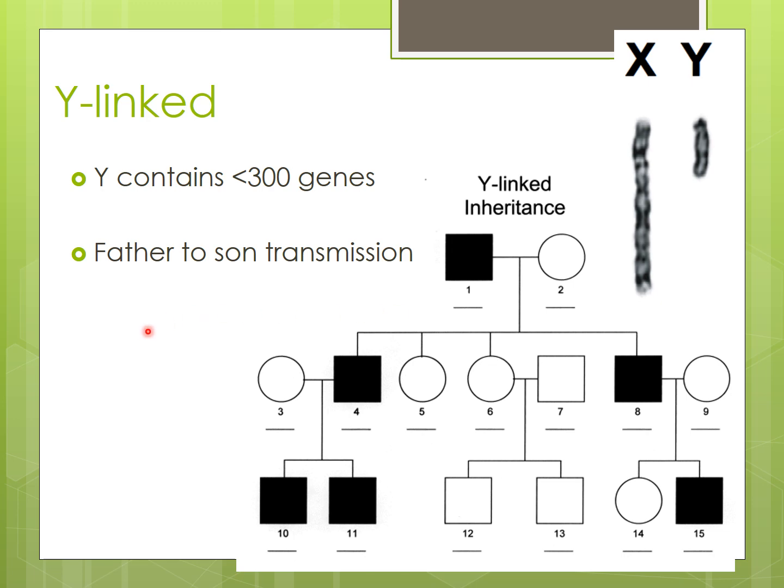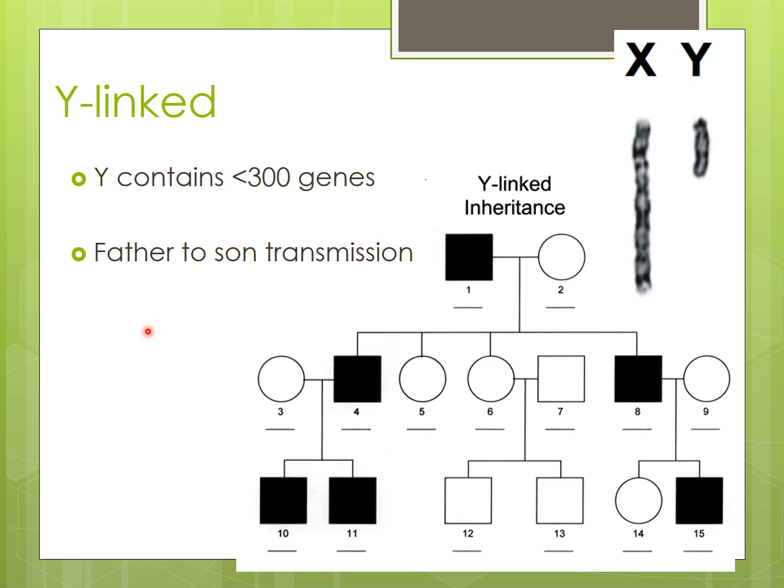So now I'd like to move on to Y-linked inheritance patterns. We talked previously about all the X-linked, dominant or recessive. Now with Y-linked, there's only one Y chromosome, so we don't deal with dominant or recessive. It's just if it's there or it's not. Y-linked is a smaller, less significant inheritance pattern, in that the Y chromosome contains less than 300 genes. And so there are fewer diseases physically linked to the Y chromosome.